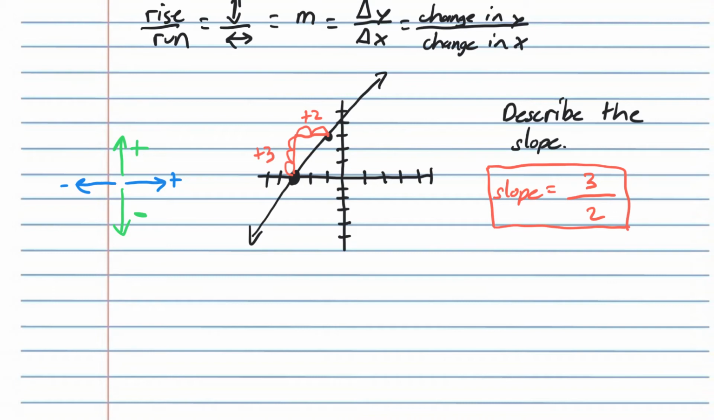The up and down numbers on top of your fraction, and left and right numbers on the bottom of your fraction. If the fraction reduces, you have to reduce it. So be aware of that as well. Okay, let's try another one.